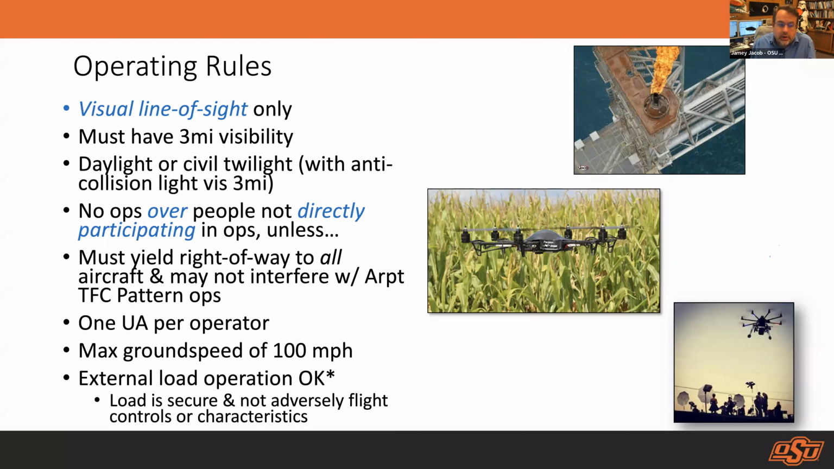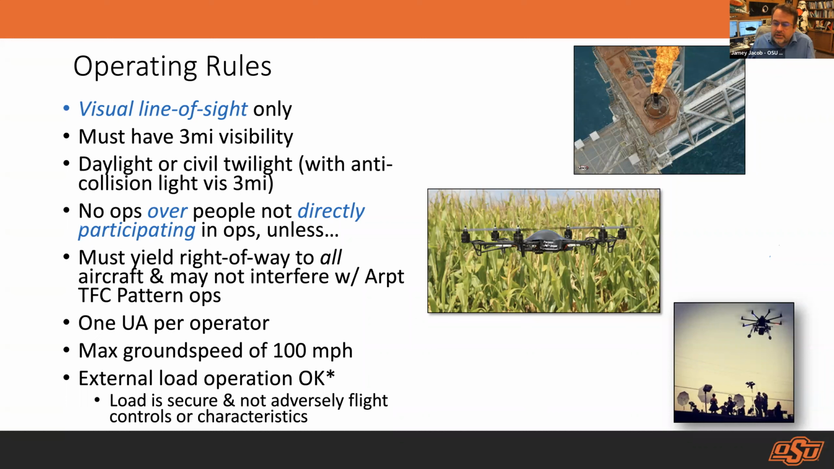Without a waiver, you can only operate one aircraft per person and a max ground speed of 100 miles per hour. So that allows you to maintain some control over what the aircraft is doing. Now, you can have external payloads on your vehicle as long as the payload does not adversely affect the flight controls and it's secure such that it's not going to fall off.